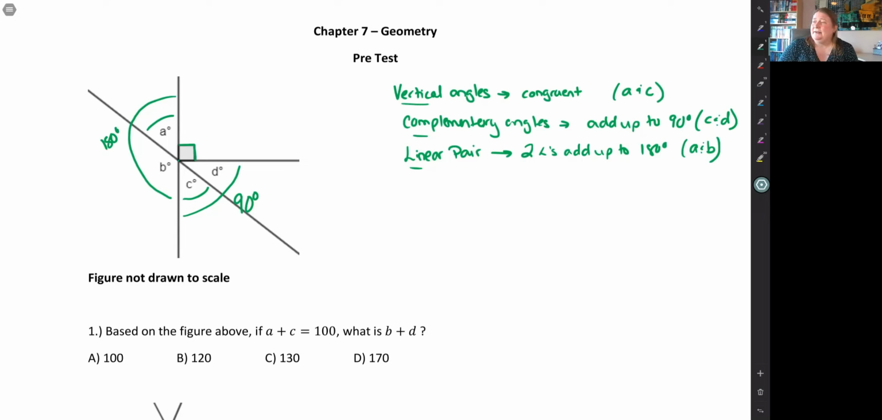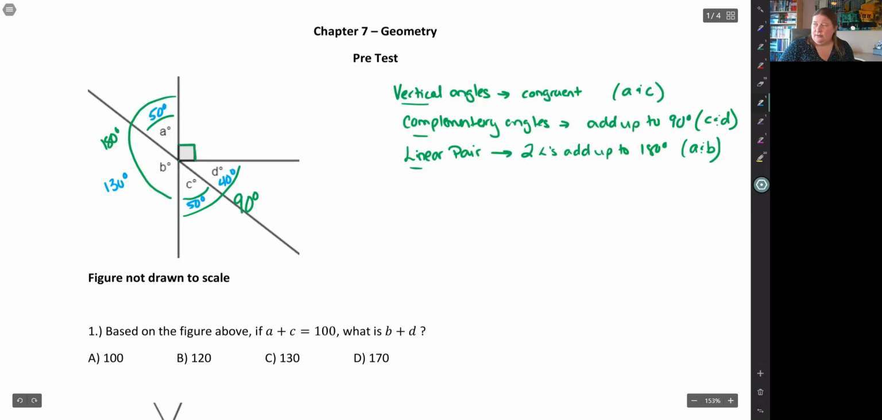So it says A plus C equals 100. Well, A plus C are my vertical angles. I know they're congruent. So if they add up to 100, then both must be 50, right? And now let me figure out the missing angles. I know that C plus D together are 90. So that means D must be 40. And I know that A plus B together are 180. So B must be 130.